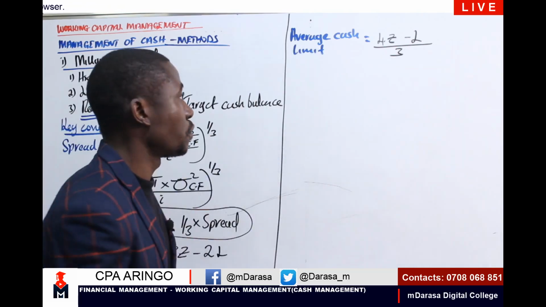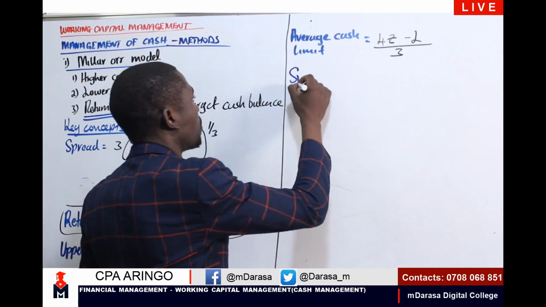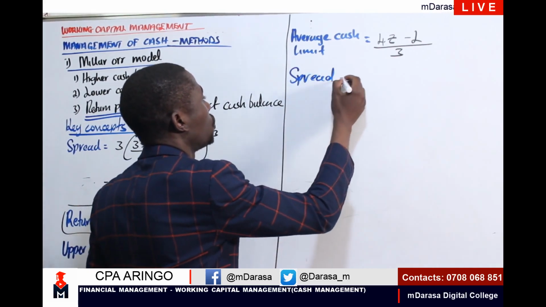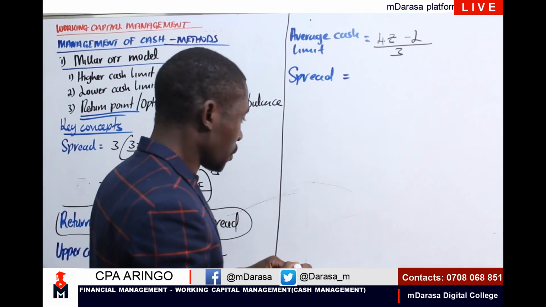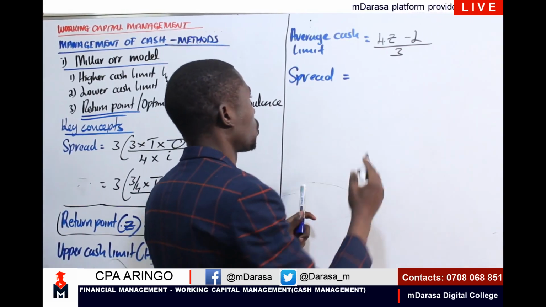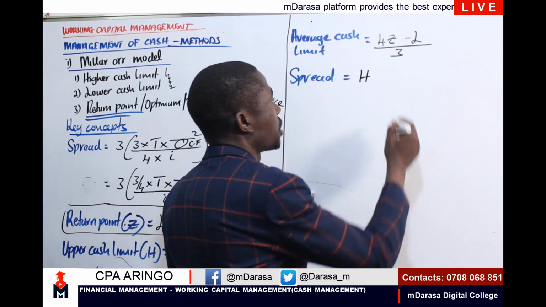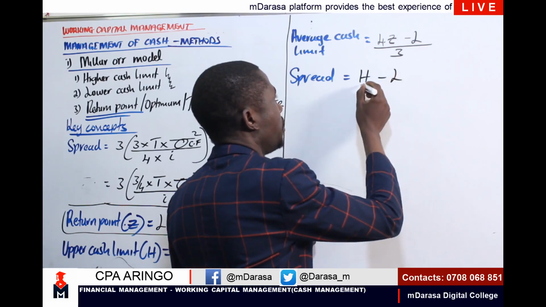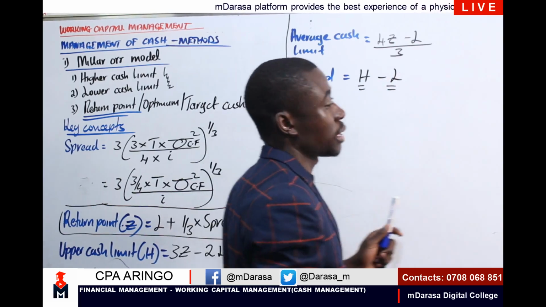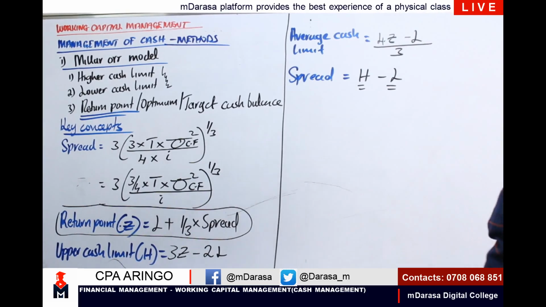And also another way of determining your spread, according to Miller, is to take our higher cash limit minus our lower cash limit. This will also give us our spread.